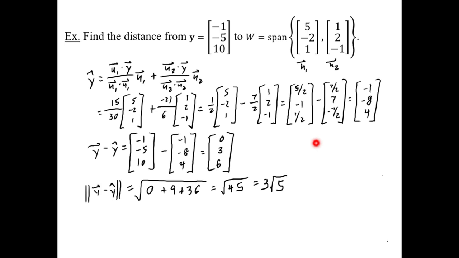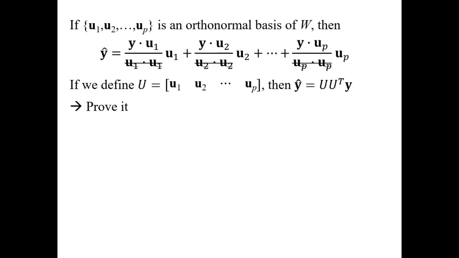Okay. Next up, what if, instead of an orthogonal basis, we had an orthonormal basis? Remember, orthonormal means not only are the vectors orthogonal to each other, they are also all unit vectors. What that means is, if you take any vector and dot it with itself, you're going to get 1. So all these denominators no longer matter. Orthonormal makes the formula a little bit easier.